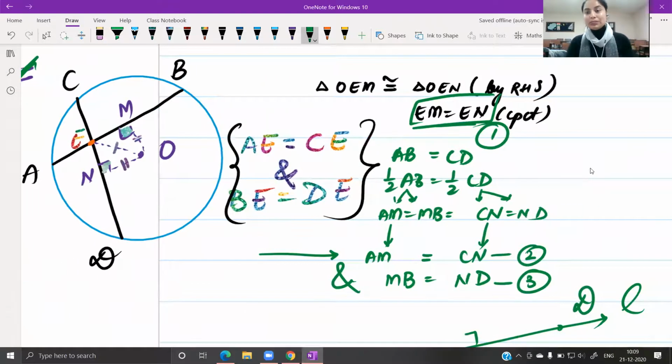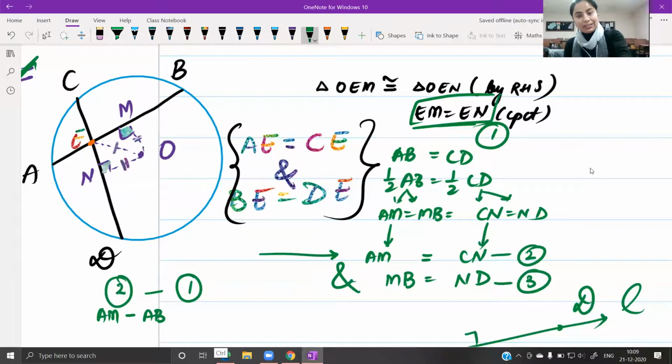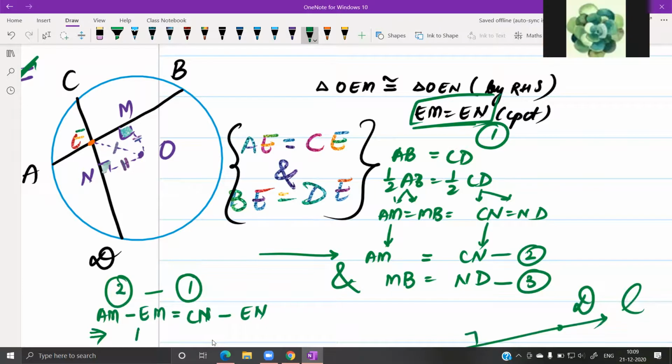What I'm going to do is I'm going to take the parts containing E, and from that, I'm going to subtract equation number 1. So equation number 2 minus equation number 1. AM minus EM and CN minus EN. Observe from the figure and tell me what you get. AE equals to CE.